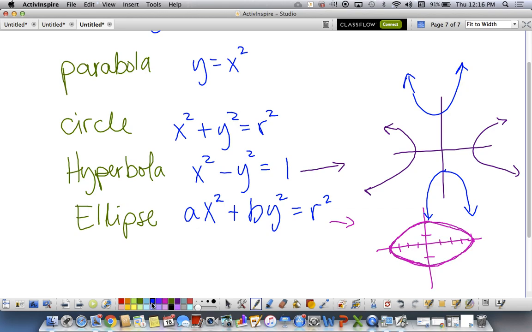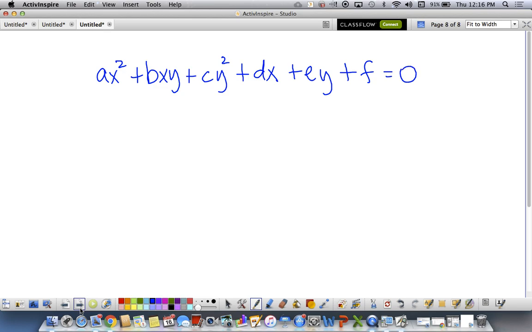The general equation of a conic section is ax squared plus bxy plus cy squared plus dx plus ey plus f equals 0. This is the basic general equation, meaning there's an x squared and a y squared, an xy coefficient together, an x and a y, and then just a constant, which is f. Is this a combination of all of these?